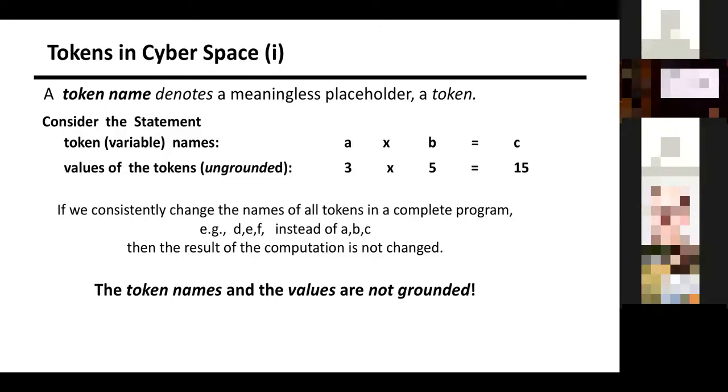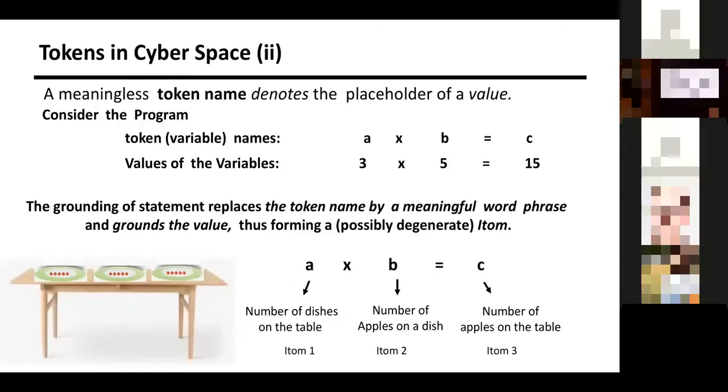Now, what does it mean in reality? I don't know. Only after I have given meaningful names to the variables does this become a meaningful statement in reality. Or, on the other side, if you consistently change the names of all tokens in the program, the meaning of the program doesn't change. That means the tokens have no relation to reality. Token names and values by themselves are not grounded, and this is a really important insight.